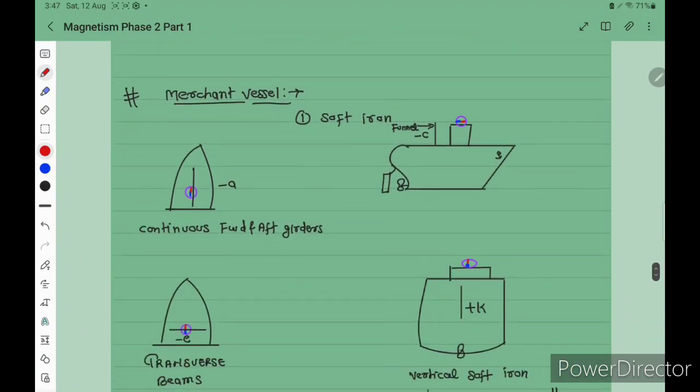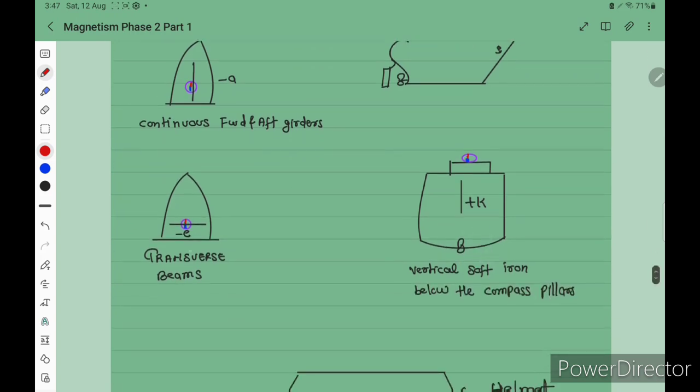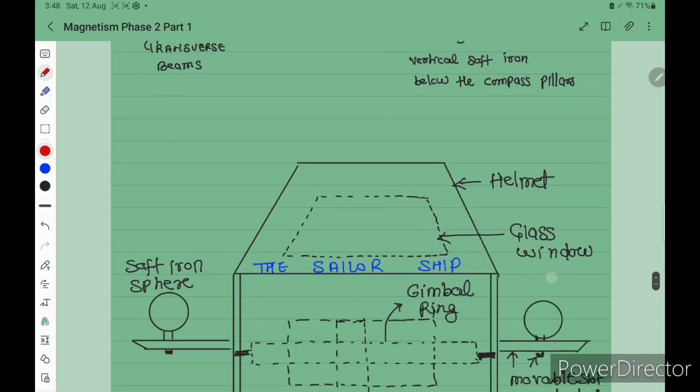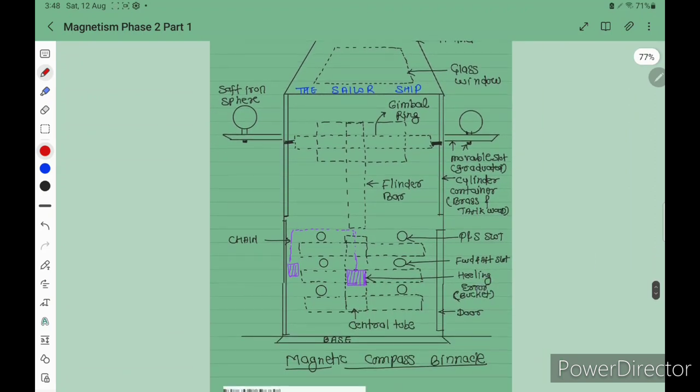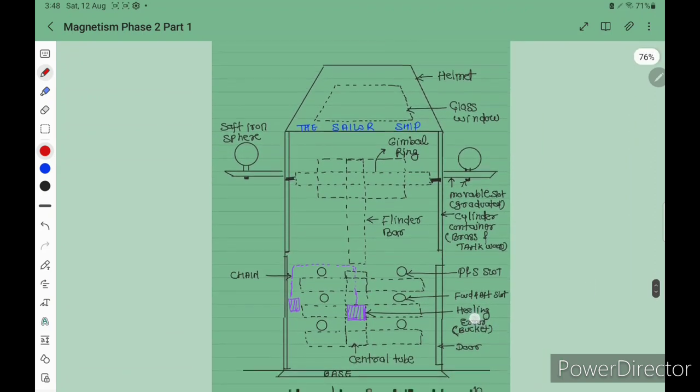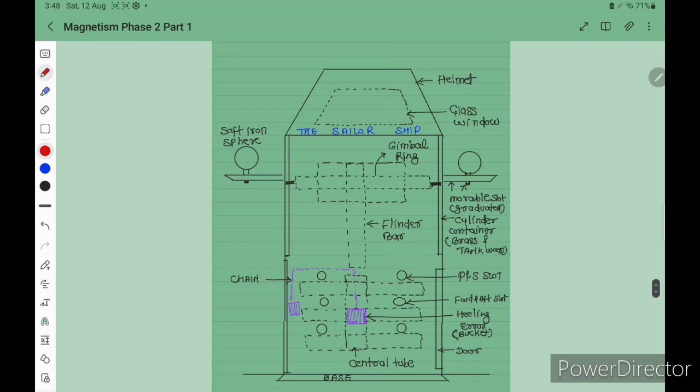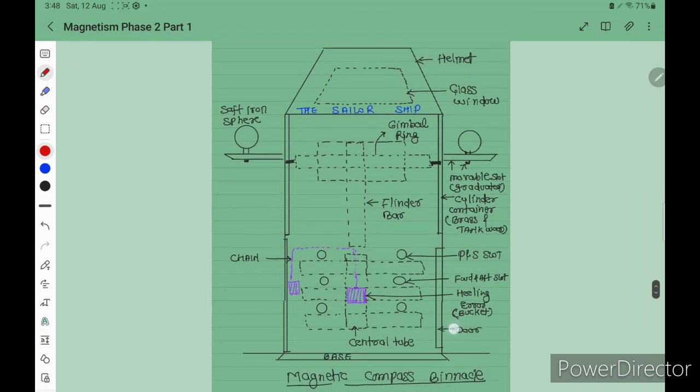Now merchant vessel, soft iron, we have which type of continuous forward and aft, minus A. Soft iron because of the funnel, so minus C rods. Transfer beam, so minus E rods. Plus K, vertical soft iron below the compass pillars. And sometimes the question comes how to make the magnetic compass. So you can take the screenshot and you can make it.